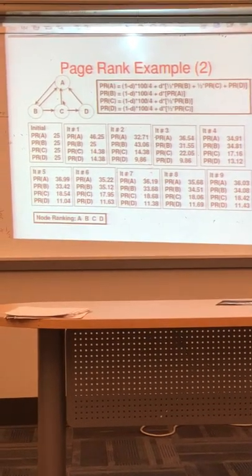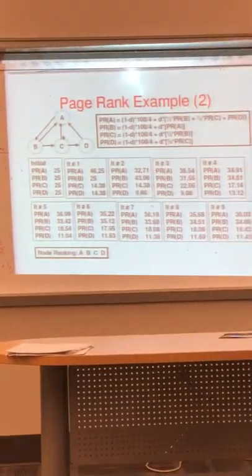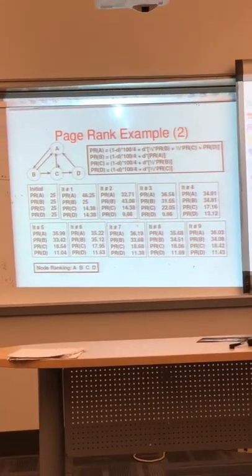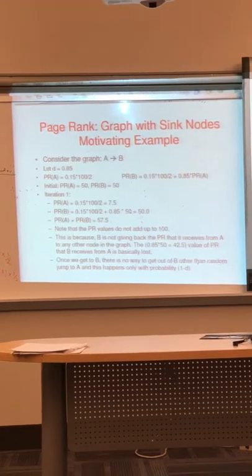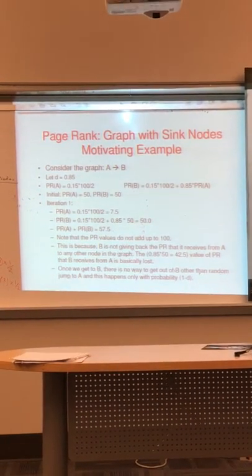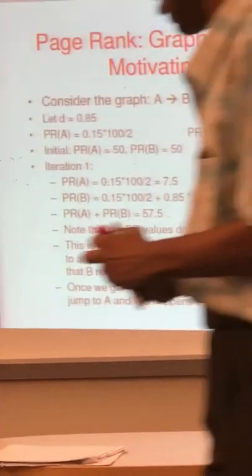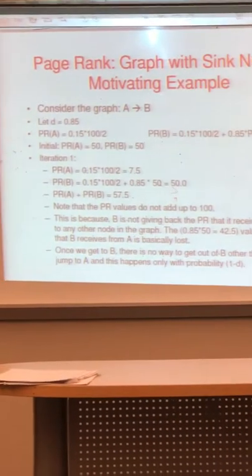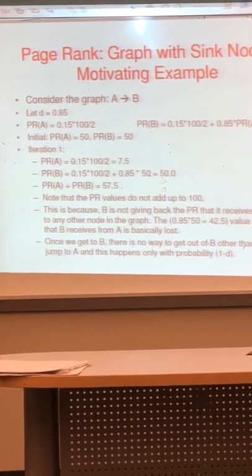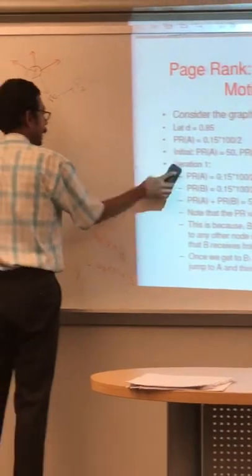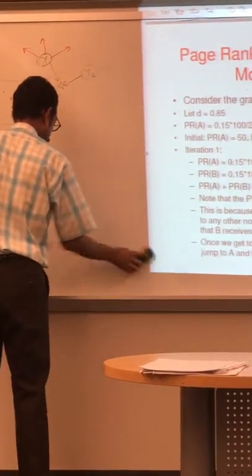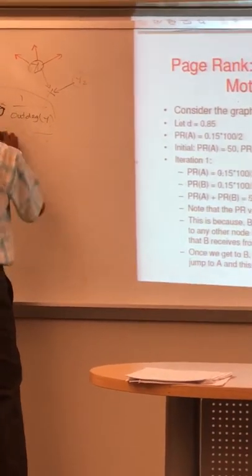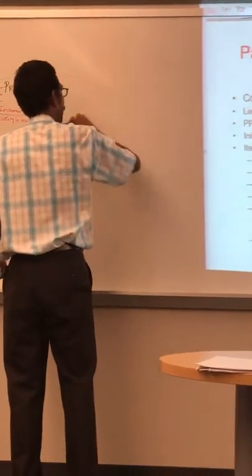Alright, so let us now take a small example graph, a very small graph, to see what happens if we just apply this formulation if the graph has a sink node. Okay? So let us consider the graph to be like this, A to B. So if you write the PageRank formulation based on the small graph like this, let us see what is going to happen.